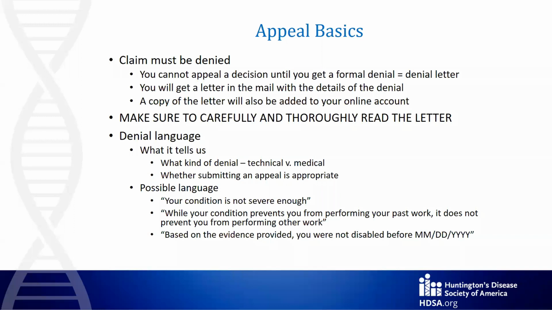You should get a letter in the mail with details of your denial, but if for whatever reason you don't get a letter in the mail, either it gets sent to the wrong place or they have the wrong address, you should have a copy of the letter in your online account. Part of the reason this letter is so important is because there's going to be a date on the letter. The date on the letter is the start date for when your appeal time frame runs. And I'll talk a little bit more about that on the next slide.